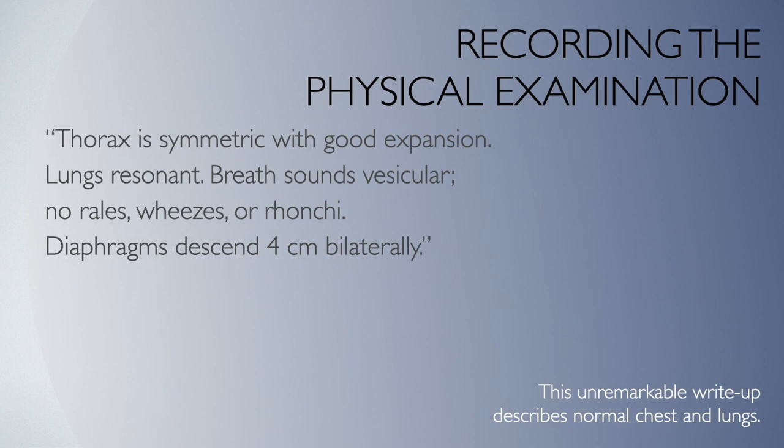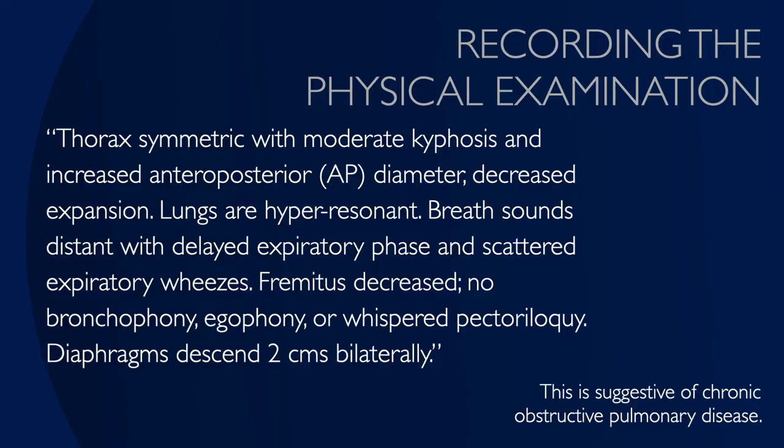Thorax is symmetric with good expansion, lungs resonant, breath sounds vesicular, no rales, wheezes, or rhonchi. Diaphragms descend 4 centimeters bilaterally. Or it could be for a pathologic patient like this. Thorax symmetric with moderate kyphosis and increased anteroposterior diameter, decreased expansion, lungs are hyperresonant, breath sounds distant with delayed expiratory phase, and scattered expiratory wheezes. Fremitus decreased, no bronchophony, egophony, or whispered pectoriloquy. Diaphragms descend 2 centimeters bilaterally.